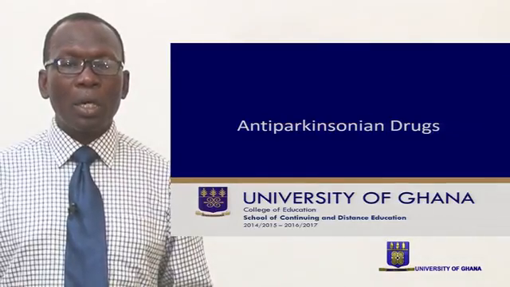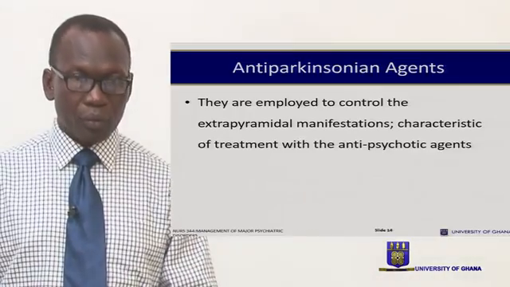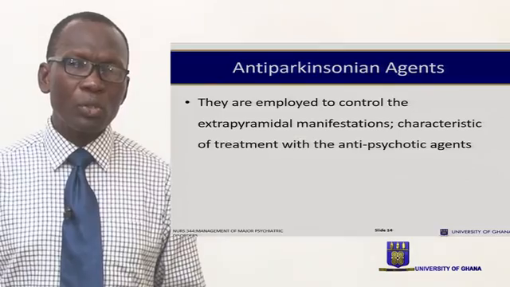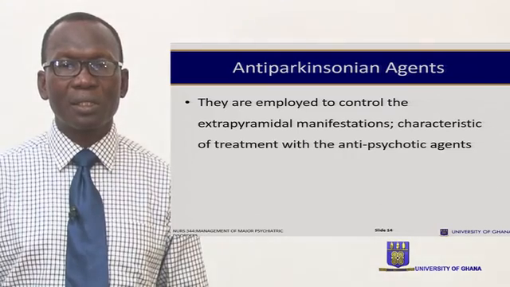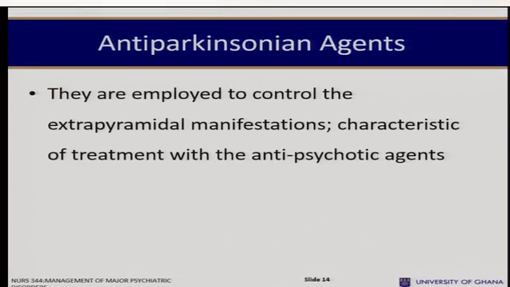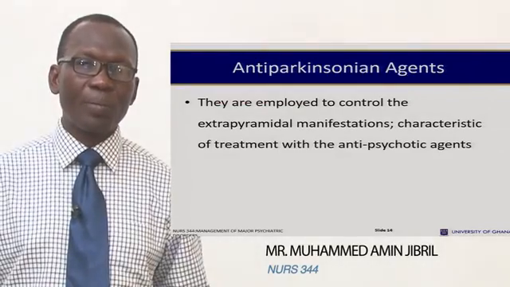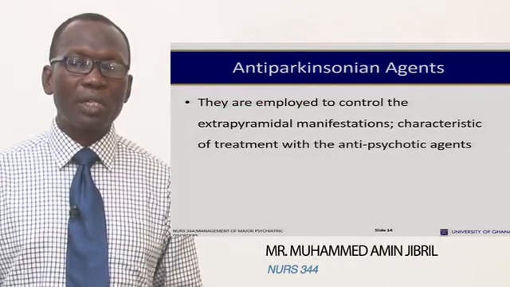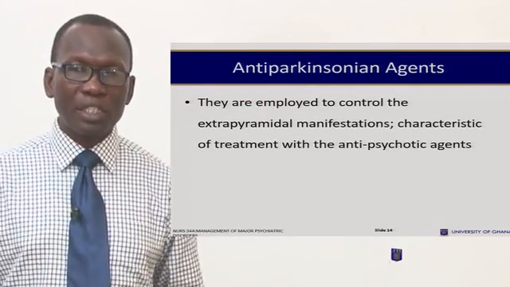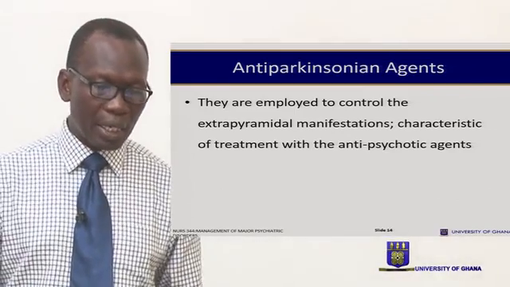Now, we look at anti-Parkinsonian drugs. We normally use these drugs to control extrapyramidal manifestations, which are characteristic of treatment with antipsychotic agents. Most of our antipsychotic agents have some extrapyramidal signs and symptoms or side effects. So in order to prevent them or abolish them altogether, we use some of these anti-Parkinsonian agents.